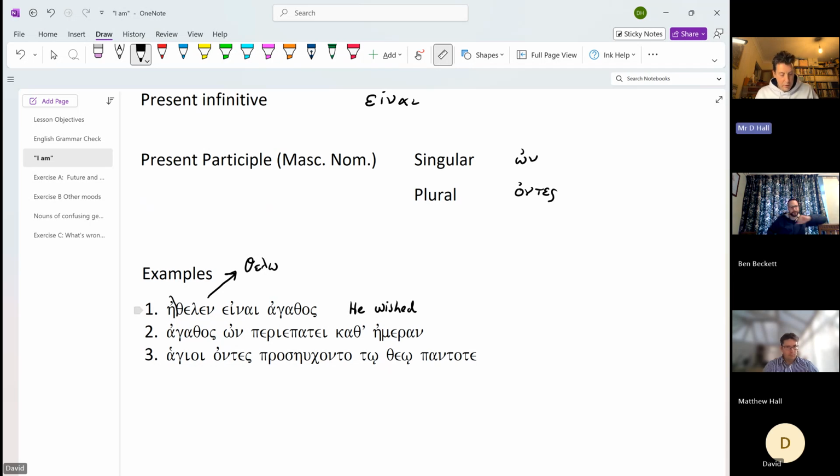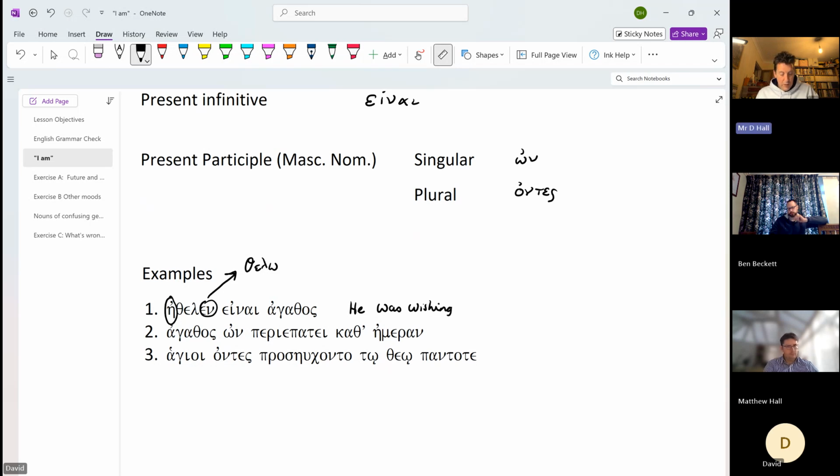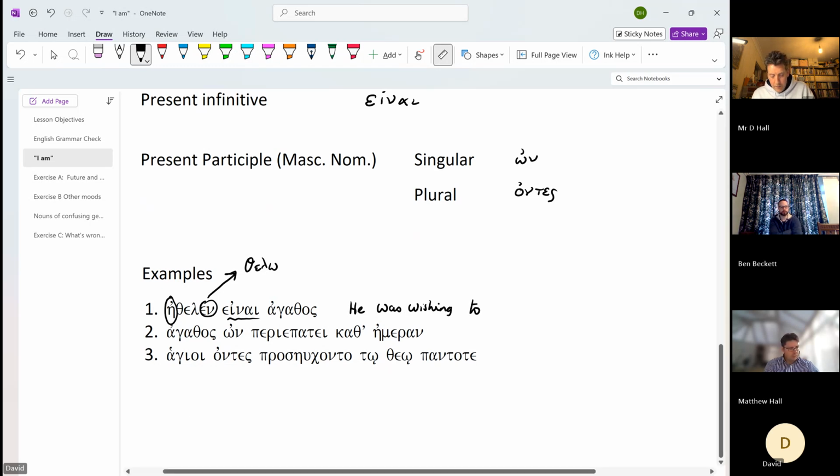So this eta was kind of the clue, and its ending was to tell you that we were looking at, or he was wishing, I should say. He was wishing, and then that needs an infinitive to follow it, to be. So eine, which we have there, to be good. He was wishing to be good.